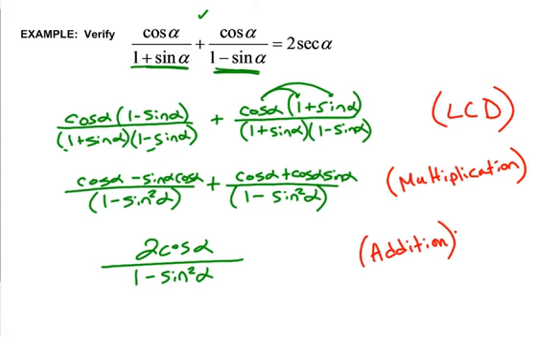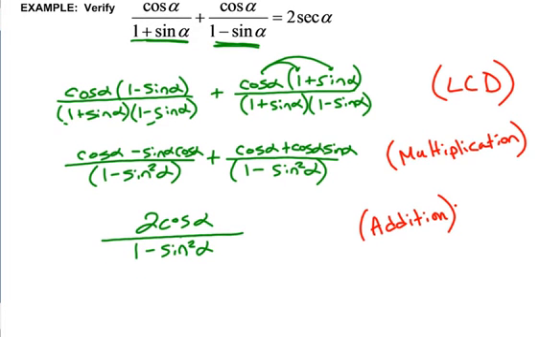1 minus sine squared alpha is a variation of one of our Pythagorean identities. Sine squared alpha plus cosine squared alpha equals 1, and we can modify it to say 1 minus sine squared alpha equals cosine squared of alpha.